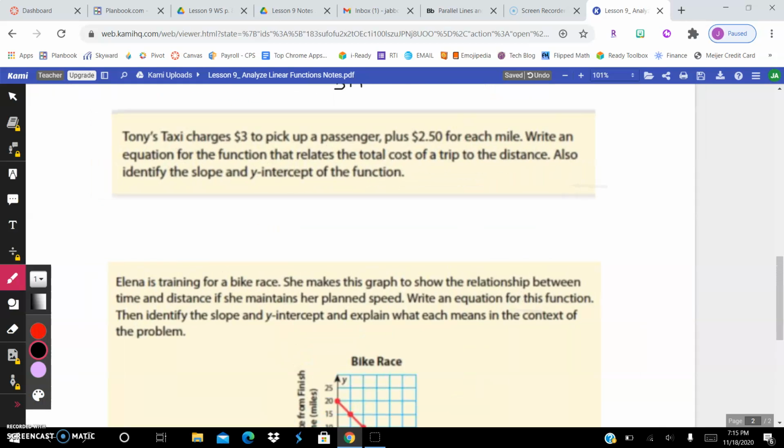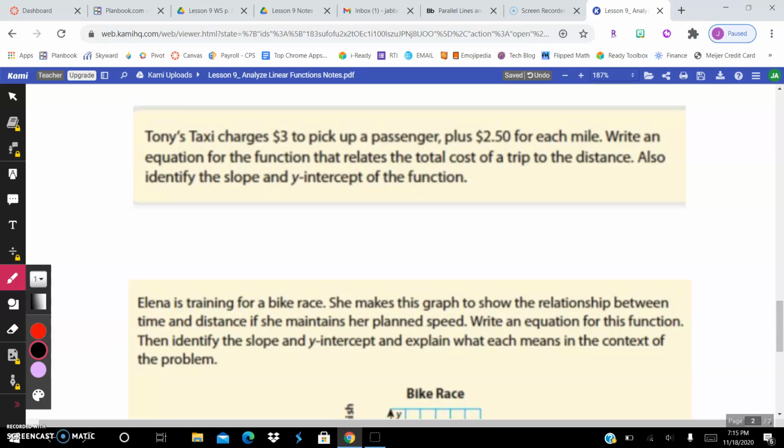All right, so for this next one, Tony's taxi charges $3 to pick up a passenger plus $2.50 for each mile. Write an equation for the function that relates the total cost of the trip to the distance. Also, identify the slope and the y-intercept of the function.